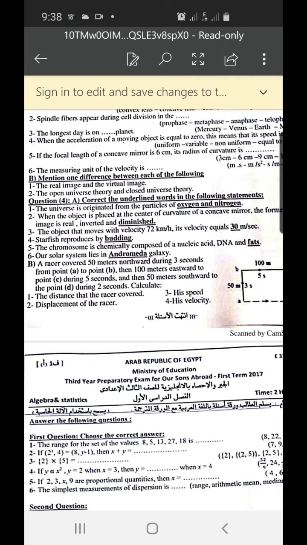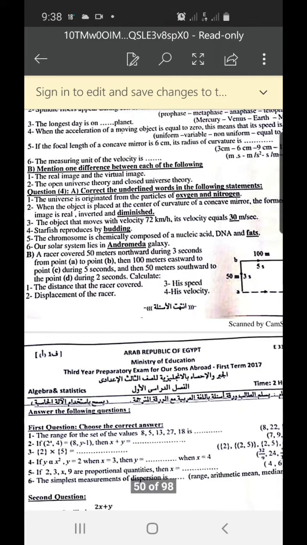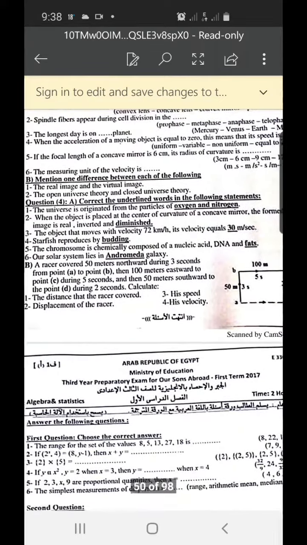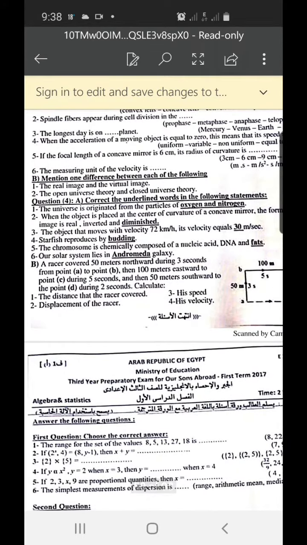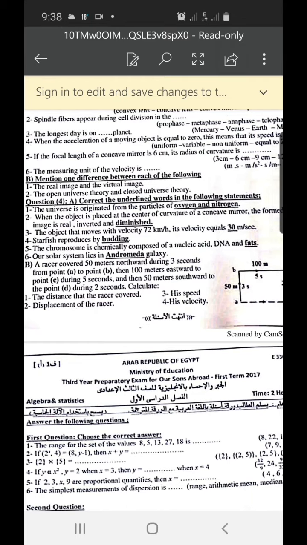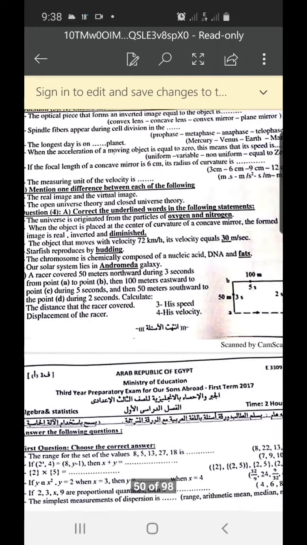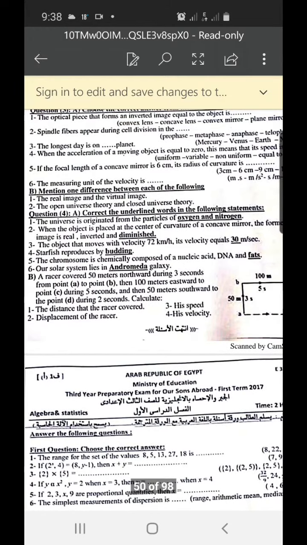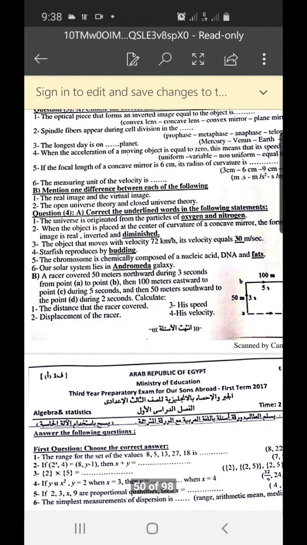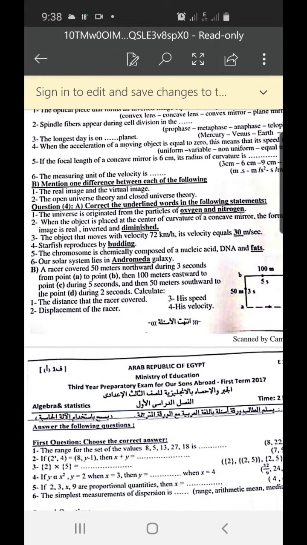Number 2, when the object is placed at the center of curvature of a concave mirror, the formed image is real, inverted, and diminished. The answer is real, inverted, and equal. The image will be equal because at the center of curvature the image will be equal in size.